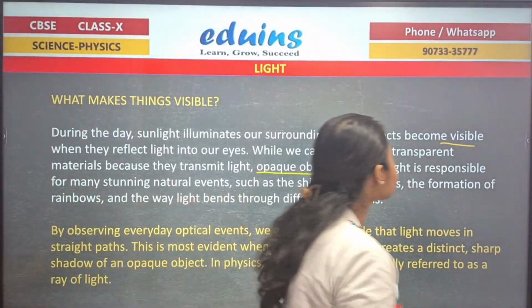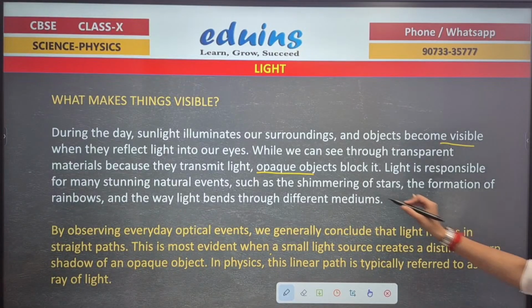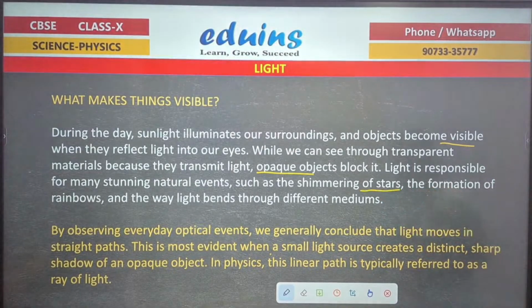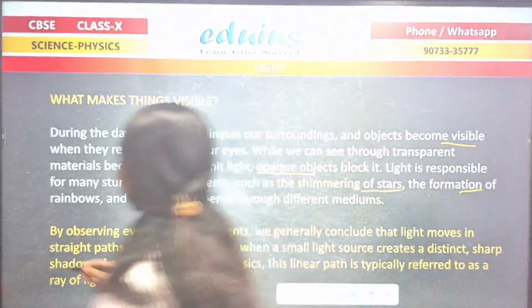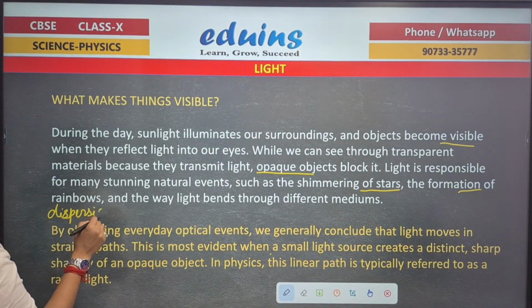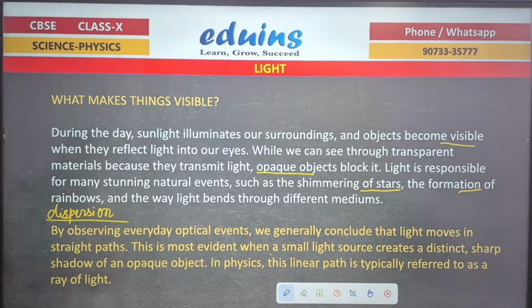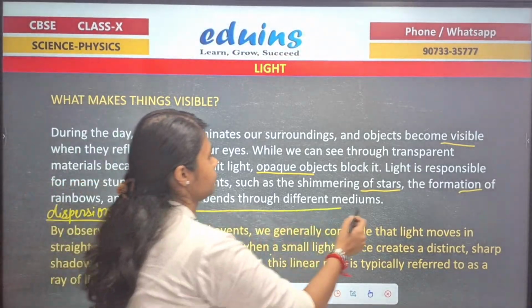Now, light is responsible for many stunning natural events such as the shimmering of stars. This is refraction. The formation of rainbows is also refraction and dispersion. The formation of rainbows is an example of dispersion. And the way light bends through different mediums.